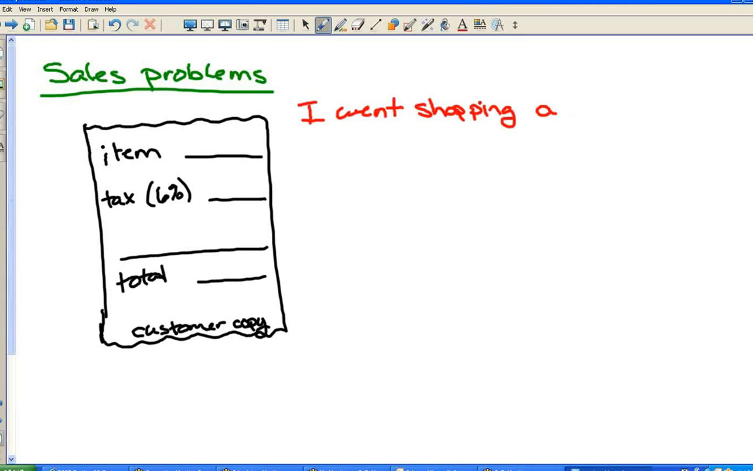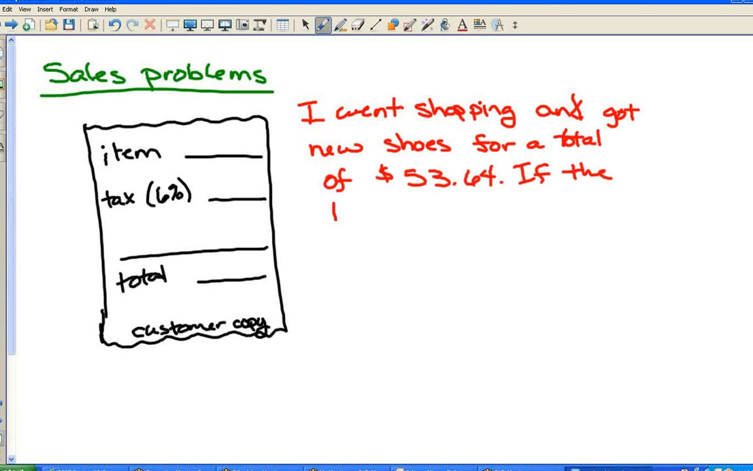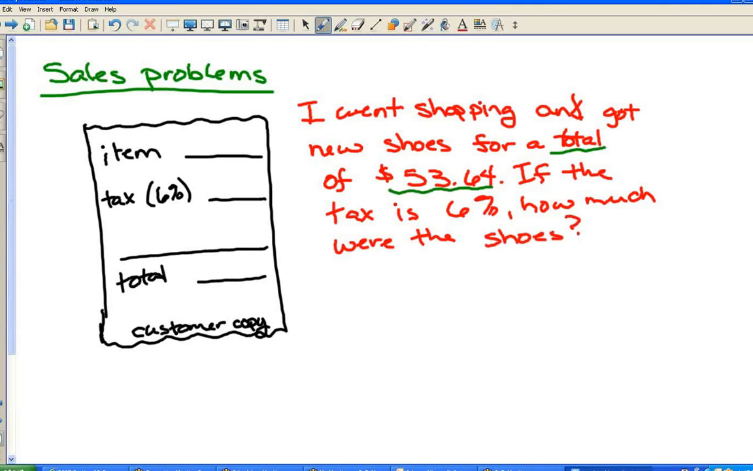And I buy new shoes, and got new shoes for a total after 6% tax. How much were the shoes? I can't tell you how much the shoes were, but I know my total. And I know if I have a charge slip, my total goes down at the very bottom.